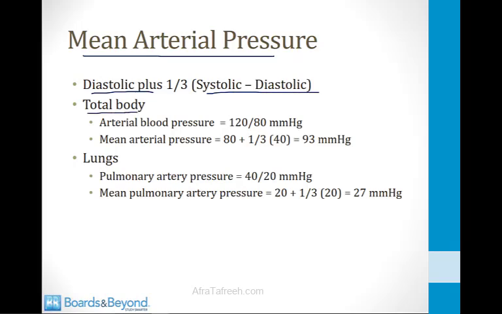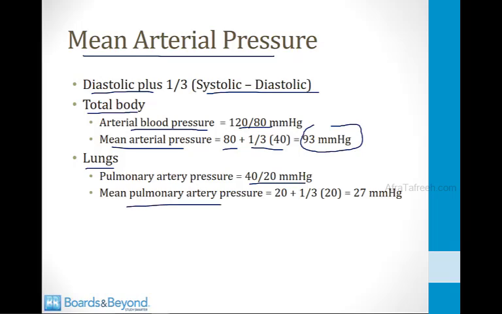So for the total body, if a patient had a normal arterial blood pressure of 120/80, the mean arterial pressure would be 80, that's the diastolic pressure, plus 1/3 of the difference between 120/80, which is 40, and this would work out to 93. If we're talking about the lungs, and let's suppose a patient had a pulmonary artery pressure of 40/20, the mean pulmonary artery pressure would be 20 plus 1/3 of 20, and that equals 27.